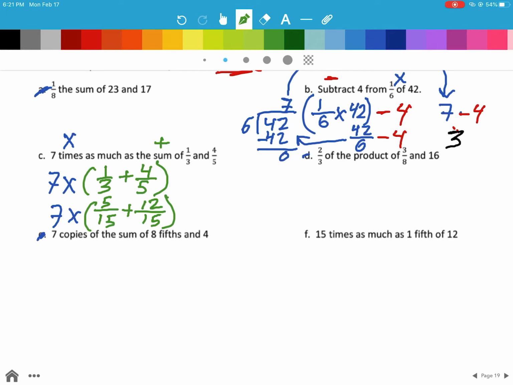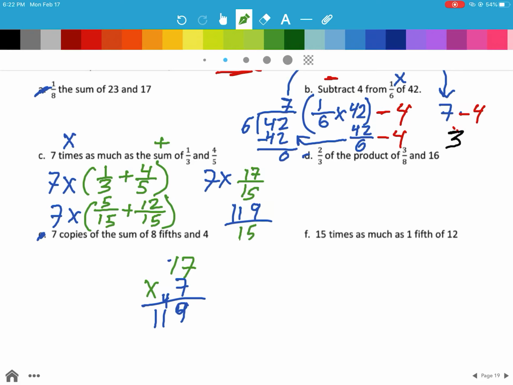All right, and then my next step is going to be, they don't really give you a lot of space for this, so 12 plus 5 is 17/15. I'm going to multiply that times 7. I can do it right here if I want. 17 times 7, kind of hard to do. It'll be 49, 119 over 15. Okay, a lot of work there.